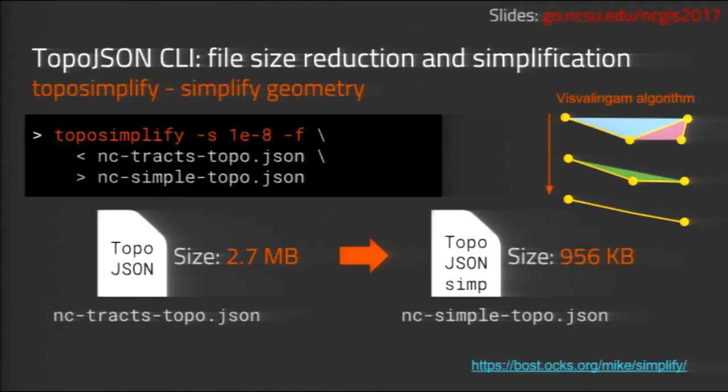And that 1 to the negative 8th is just saying, if I have any angle or triangle areas that are smaller than this, I want to get rid of them. So with that, going through that step, my Topojson file, originally 2.7 megabytes, pushing it through the Topo Simplify, I'm now down to 956 kilobytes. So we've drastically decreased the file size of our file.